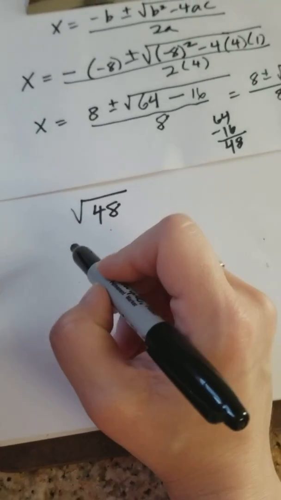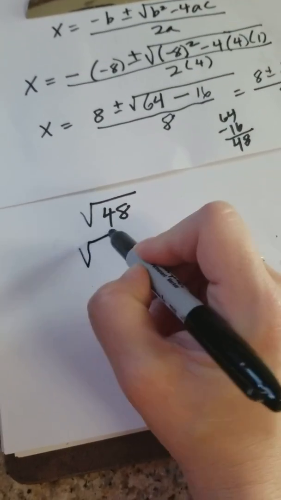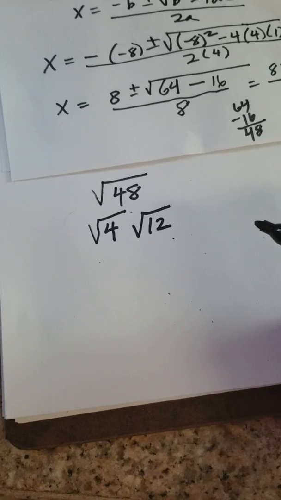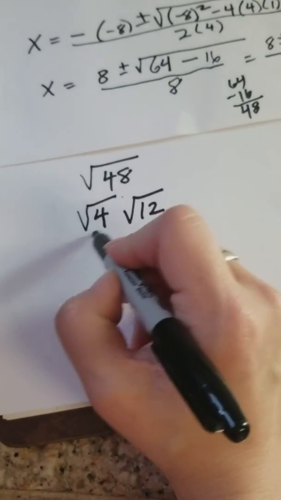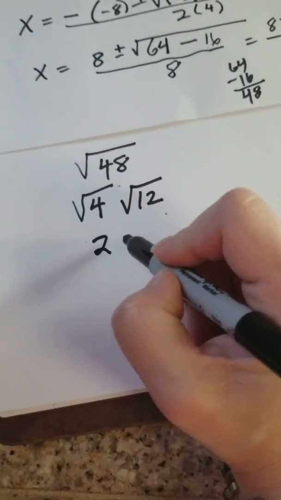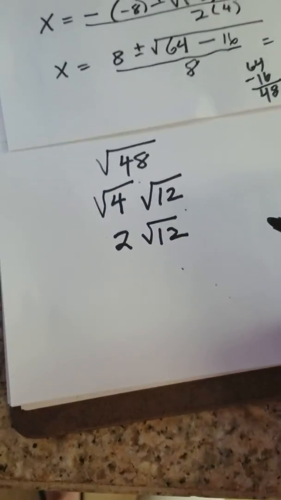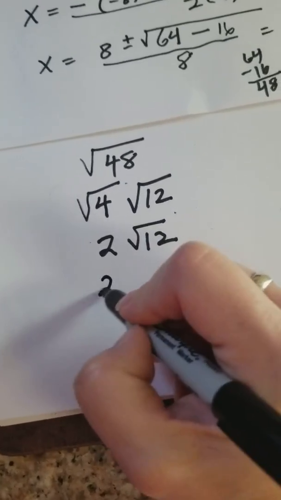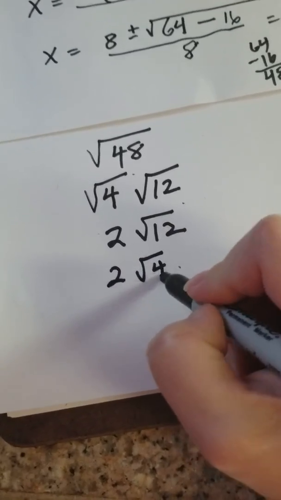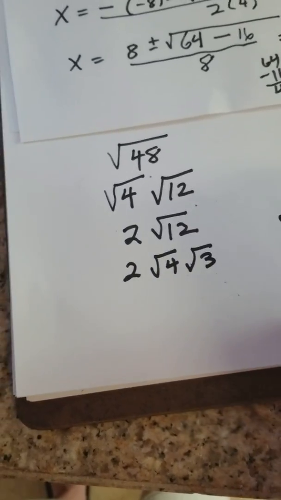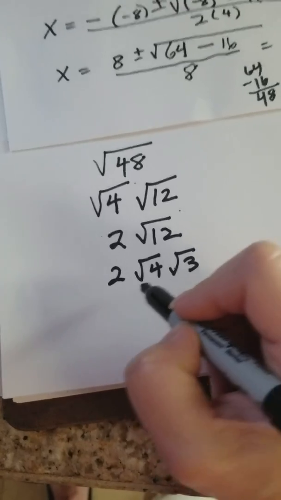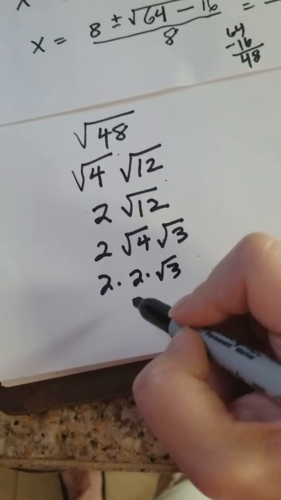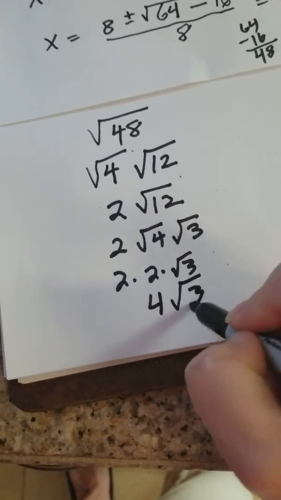If you did not see that, you could have said, well, I see a 4, and I know 4 times 12 is 48. So this right here, square root of 4, gives me 2, and square root of 12. And then we should say, well, you know what? That has a perfect square in it too, that divides in. So square root of 4 times square root of 3 gives me square root of 12. So then right here, this gives me 2 again. So 2 times 2 times square root of 3, and we get our 4 square root of 3 to break that down.